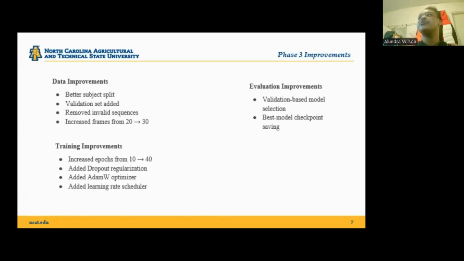Another major improvement was validation-based model selection. Instead of simply using the final epoch, we saved the best performing model checkpoint based on validation accuracy. This helped prevent overfitting and improve final test performance. Overall, our improvements focus on optimization, reproducibility, and generalization rather than drastically increasing architectural complexity.